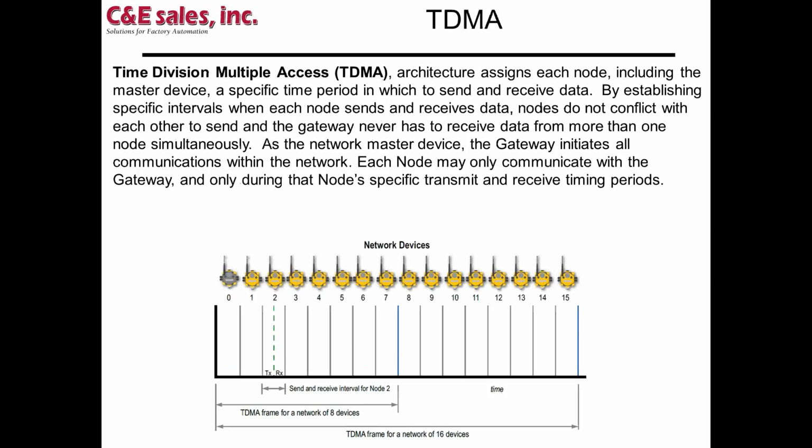Another networking term, time division multi-access. And again, if you look at the chart at the bottom, you've got 15 or 16 different radios, 0 being the gateway. TDMA means the gateway controls the communication wirelessly and goes in sequential order. Asks number 1 for information, number 1 sends back information, asks number 2 for information, number 2 sends back information. But this means only one radio is speaking at any given time.